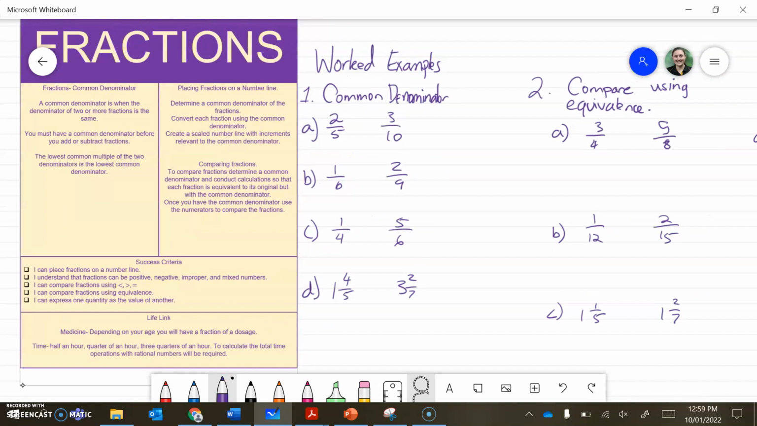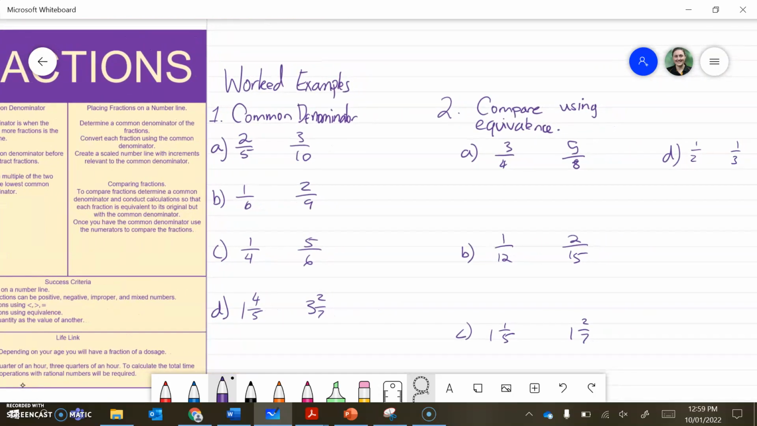So our worked examples. Example 1, I want to find out the common denominator of these fractions. Our first one here, we've got 2/5 and 3/10. So I'm looking for the lowest common multiple of 5 and 10. Looking at them, if I count up in 5s, I'm going to go 5, 10. So our lowest common multiple here will be 10, so our common denominator is going to be 10.